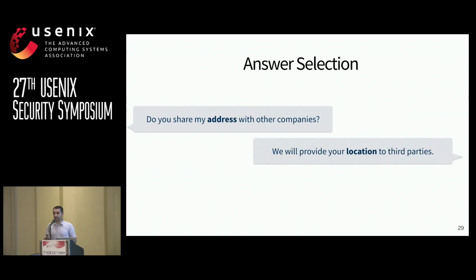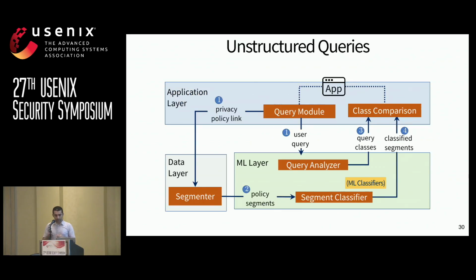We take answer selection as the case study. Answer selection is basically question answering with answers which are predefined. So, do you share my address with other companies? Our goal was to find the segment in the policy which answers this question if it exists. So similarly, we use our framework. We have the query as an input.